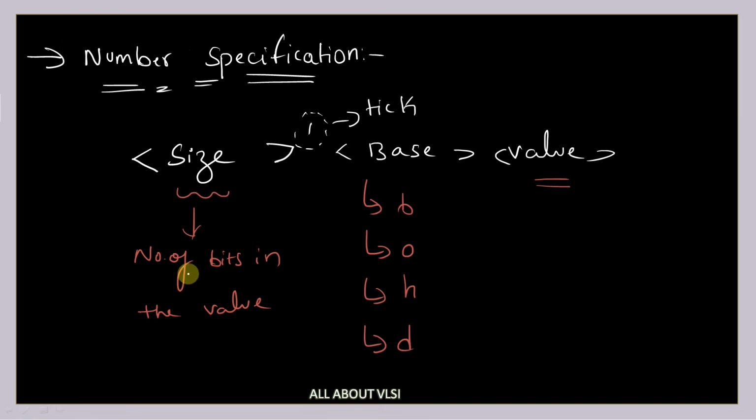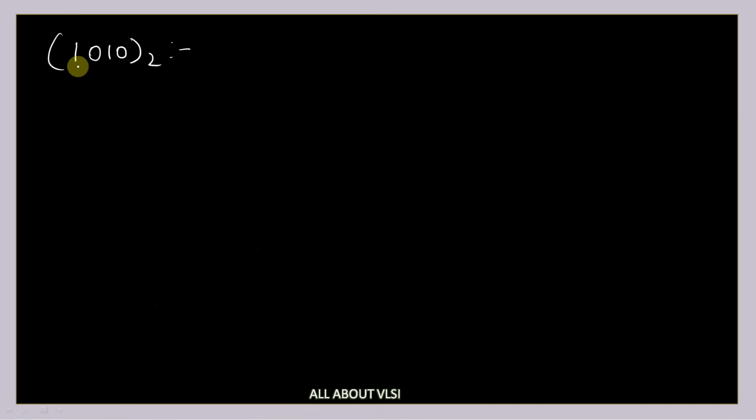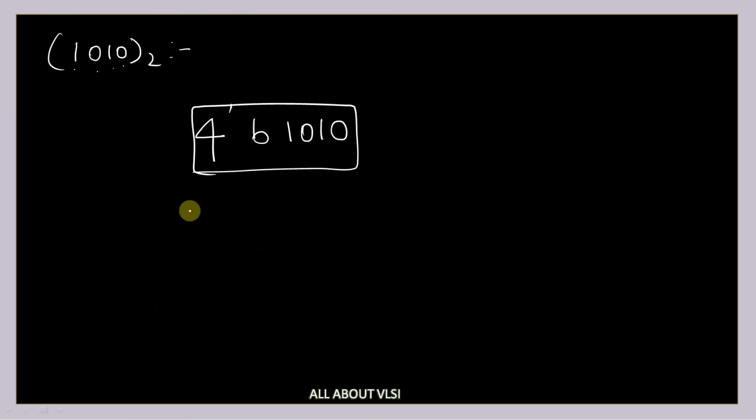Let's say I want to represent the binary number 1010 base 2 in Verilog. What is the syntax? Size is the number of bits in the value. How many bits are there? 1, 2, 3, 4. So 4, tick, small b because it is a binary number, followed by the value 1010. This is how I represent my number in Verilog.